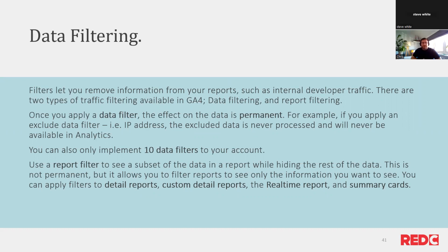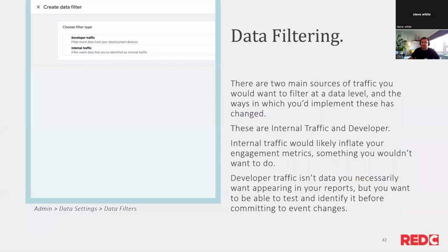The slight difference is it's not quite as easy to configure as it was in Universal Analytics. There you could just specify a range of IP addresses, hit apply, and it would do it. It's why we had multiple views, so you could always see raw data, but then you could also see data that was filtered. You can also do 10 data filters in your account. But as you'll see here, there are only two types of filtering that you can currently do. One is developer traffic. If you have a developer who is testing things on your site, you wouldn't want that data to be tracked in your reports. The other is internal traffic. If you have internal traffic from a customer service center, you may want to filter that as well.